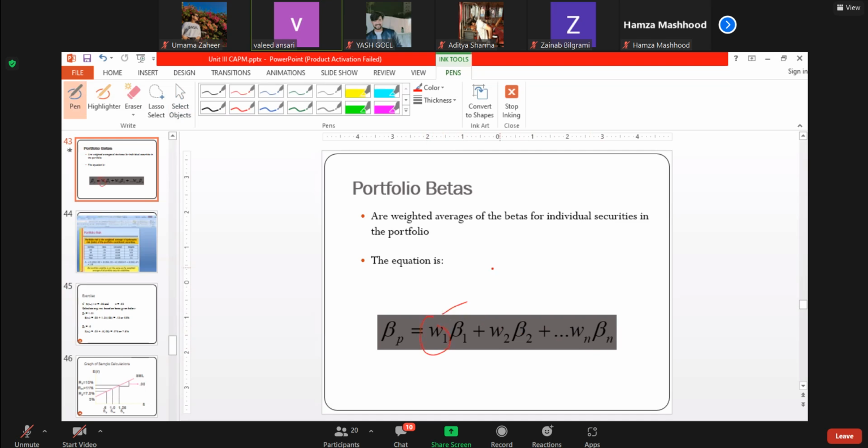W1 is the amount invested in the first security, W2 is the amount invested in the second. If there are 5 securities and they are equally weighted, we will take 0.2 multiplied by the beta of security 1, 0.2 multiplied by the beta of security 2, and so on. We add these up, and it gives the portfolio beta. So it is nothing but the multiplication of each individual beta with the amount invested. In this way, we calculate.